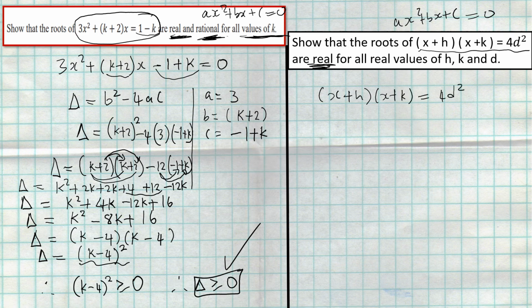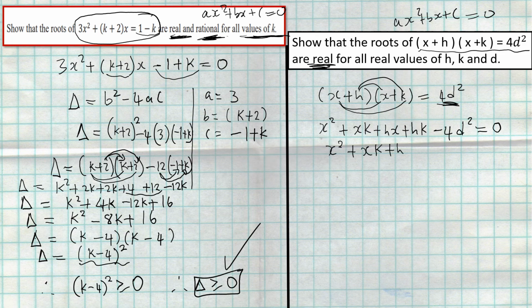Okay, just gonna expand this: x times x, x squared, x times k, xk, h times x, it's gonna be hx, h times k is hk. I can take my 4d squared to the other side, minus 4d squared is equal to 0. So this is x squared plus xk plus hx. Okay, take a look at something. Here I have a common factor of x. Can you see? I can take out my x, then I'll be left with k plus h. Can you see? Plus hk minus 4d squared is equal to 0.